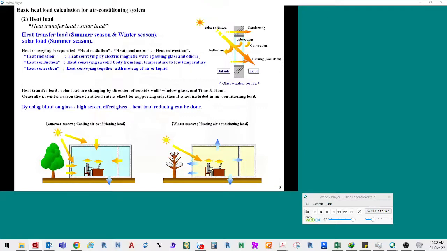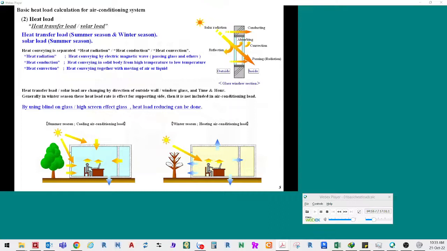Air conditioning load for buildings include heat transfer load and solar load. The heat is transferred by three methods, namely heat transfer, heat convection, and heat radiation. The solar energy penetrates objects such as the glass window and comes into the room. Some of it is reflected away, and some of it is directly absorbed into construction frameworks.